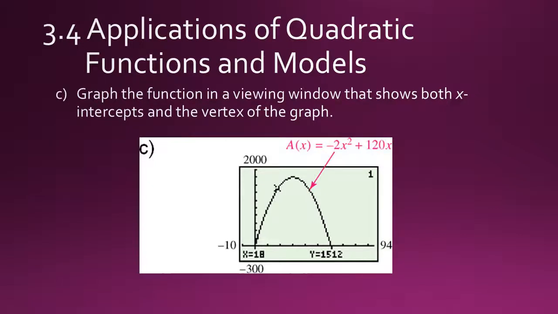Part C tells us to graph the area, and you see that here. We want it in a viewing window that shows both the x-intercepts and the vertex of the graph. So you need to make sure your graph is the appropriate size. Notice that we are going for x from about negative 10 to 94 here. You don't have to go quite that far out. We know that x must be between 0 and 60, so 94 is kind of beyond that. You can bring the x value in some if you wish. And then for the y value, we're going between negative 300 and 2000. You may need to experiment with the window a little bit to make sure you see all the parts of the graph that you need to see.